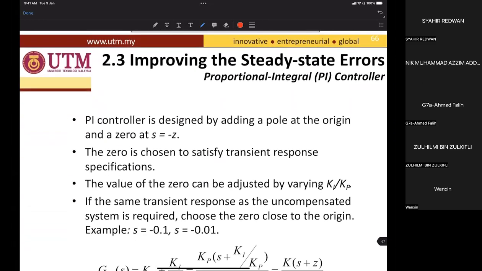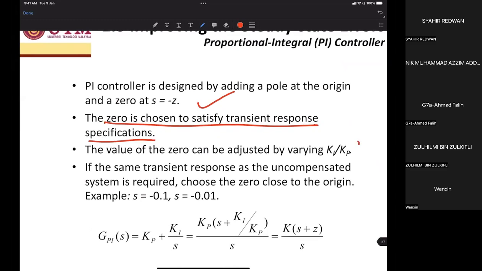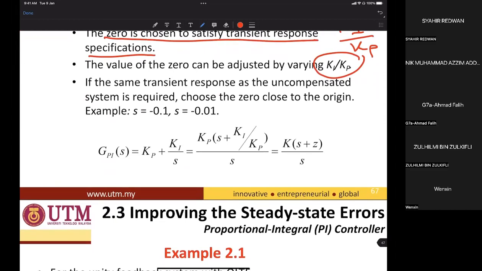So the PI controller is designed by adding a pole at the origin and a zero at S minus Z. The zero is chosen to satisfy the transient response specifications and can be adjusted by varying the ratio KI over KP. If the same transient response as the uncompensated system is required, choose the zero close to the origin. For example, minus 0.01, and so on. Do not choose minus 100. It's totally wrong.